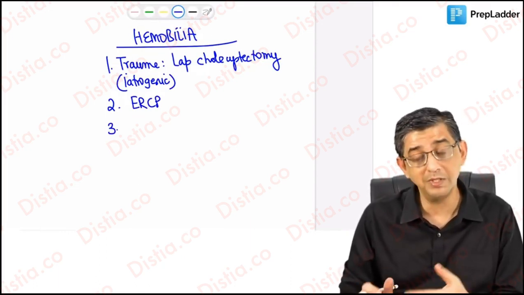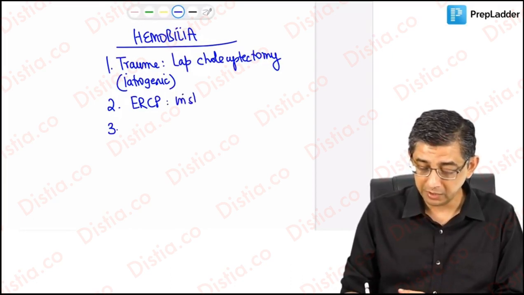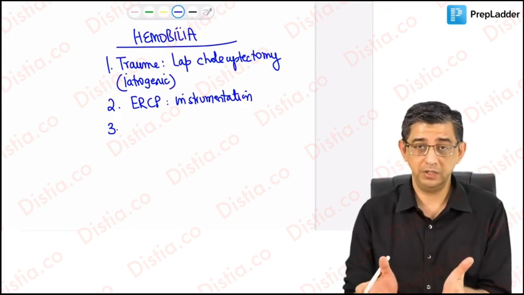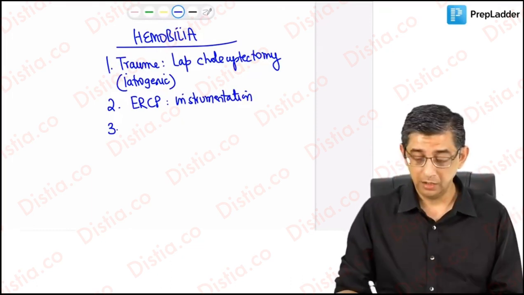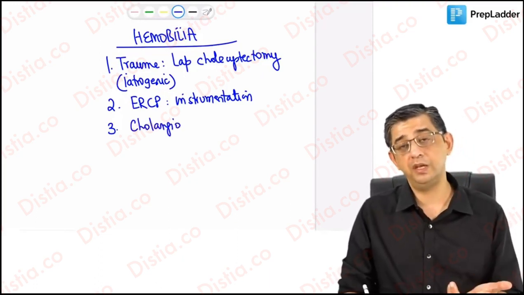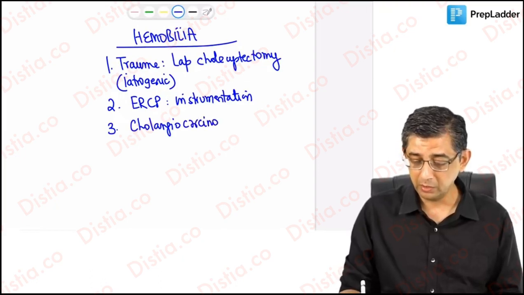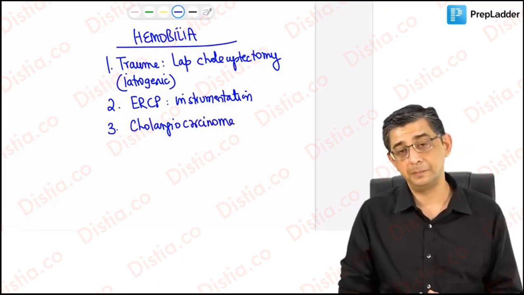Why? Because ERCP is actually the cause of it. Either instrumentation of the biliary pathway or ERCP could be the reason. You see, the scope was bigger in size, so it caused local trauma. The third important cause can be malignancy, because cancers anywhere can infiltrate into blood vessels, causing blood in the bile, as in cholangiocarcinoma.